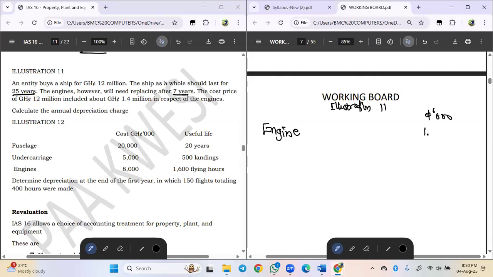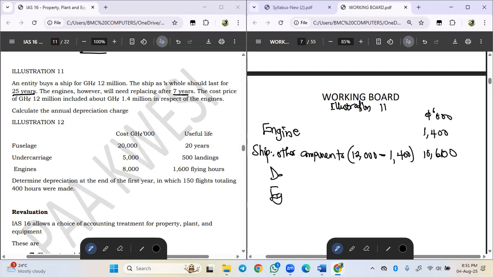You are saying it's 1.4 million, so let's do it as 1,400. The ship's other components, apart from the engine, because now it's not a whole again; we've taken the engine out. That one will be the 12 million here, 12,000, minus the value of the engine, 1,400. You are getting 10,600 for the other components. So you calculate the depreciation charge based on these values.